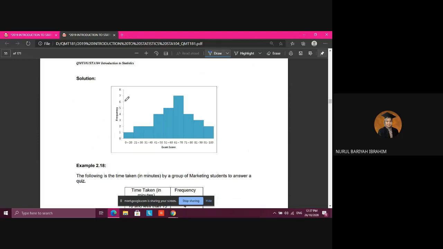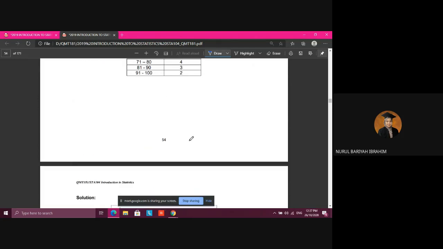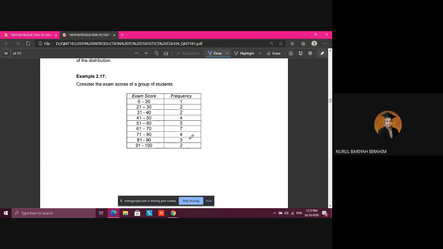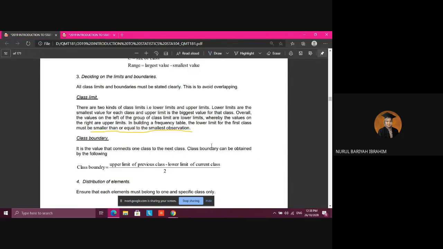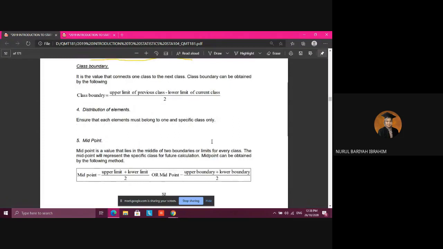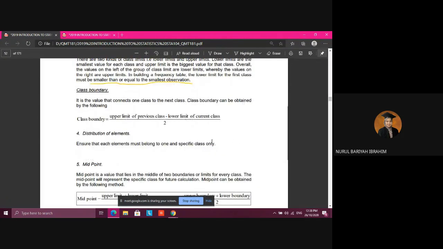Okay, so y-axis nya adalah frequency, and then your x-axis adalah class boundaries. Class boundaries tu adalah dia punya classes lah. So you need to create the other column which is dinamakan class boundaries. So macam mana nak kira class boundaries? Class boundaries adalah value that connect one class to the next class.